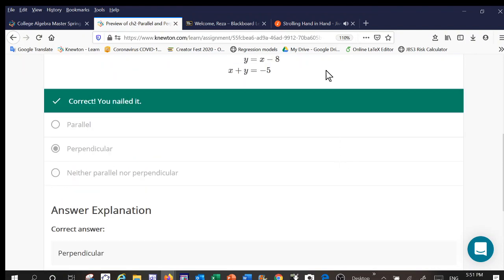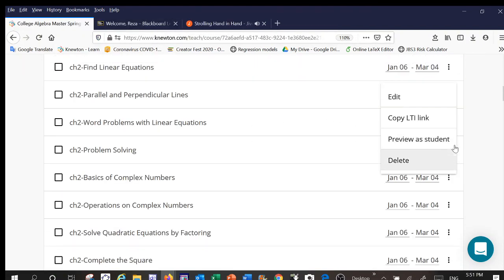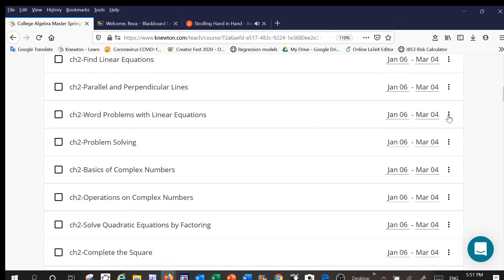All right, I think we got this under control for perpendicular and parallel lines. So let's do some word problems with linear equations.